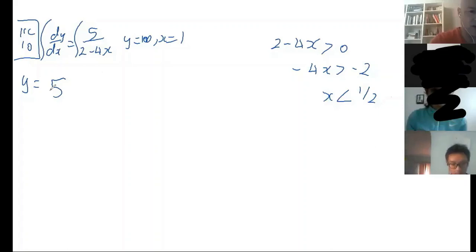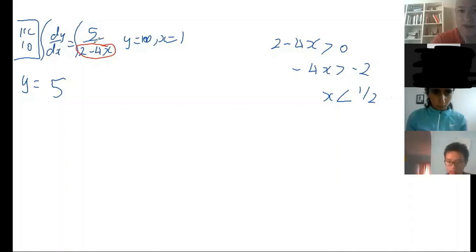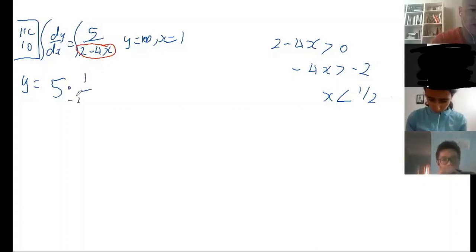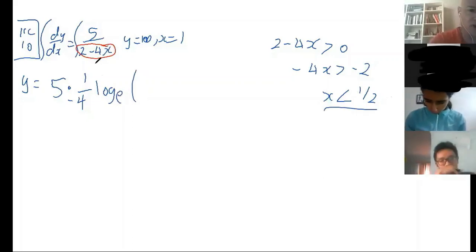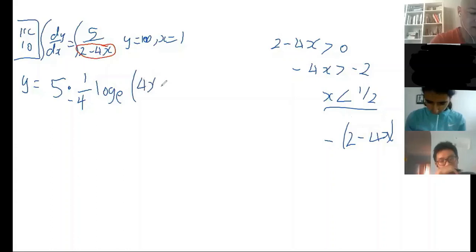Now, when you do the log, remember you have to differentiate in here. When I differentiate this denominator, I get negative 4. Okay, so it's 1 divided by that denominator, so times 1 divided by the negative 4. There it is. And then I'm going to put my log e of, now because it's less than the 0, I'm going to do negative of the 2 minus 4x. So it becomes 4x minus my 2, less than 0. And then I've got my plus c.